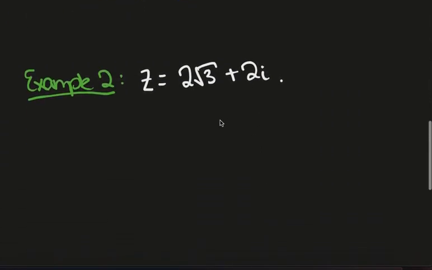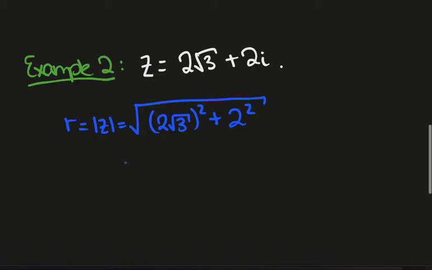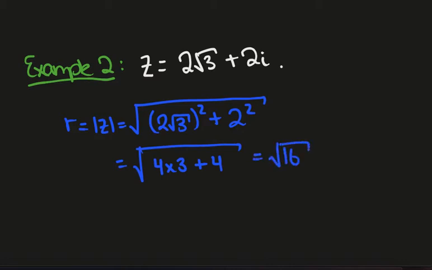Okay, next example. Here we have 2 square root of 3 plus 2i. So the modulus is the square root of 2 root 3 squared plus 2 squared, and 2 root 3 squared is 4 times 3, plus 4. So we have the square root of 16, and the square root of 16 is 4.